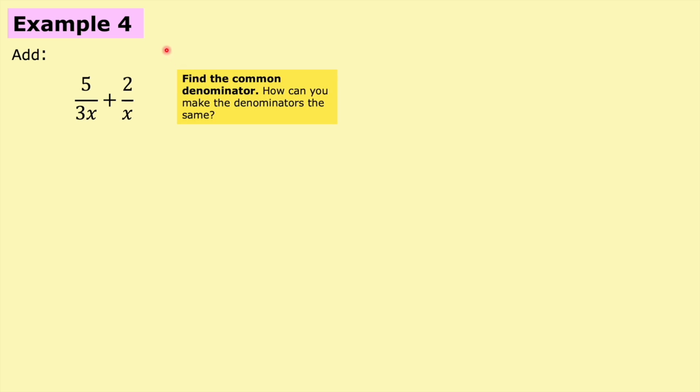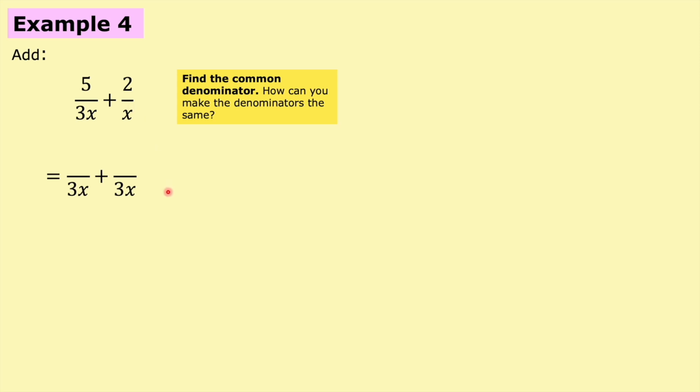Okay, example 4. This time we have 5 over 3x add 2 over x. Okay, so we've got the same letters underneath. Again, we're going to find the common denominator, and now I'm thinking, how can we make the denominators the same? Okay, so I've got 3x and I've got x here. How can we make them the same? Well, all I need to do is times this x by 3, and then we'll have 3x on the bottom.